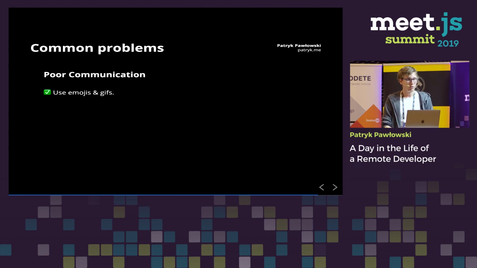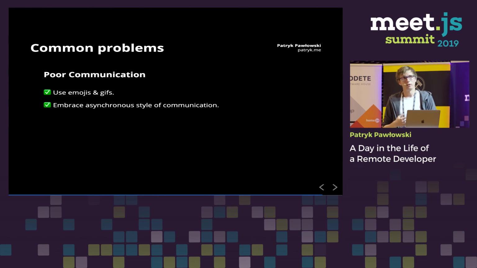Another problem is poor communication, which comes with a few things. One is that since most of the communication goes through online tools like Slack, it tends to be emotionless, and it's really hard to tell what emotions people want to express when they only write. So a great idea is to use emojis and GIFs to express the emotions. Another is embracing the asynchronous style of communication.